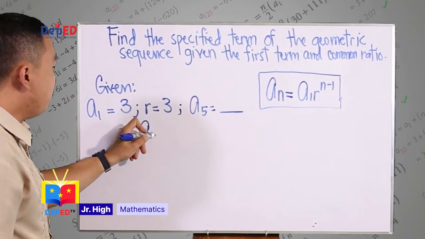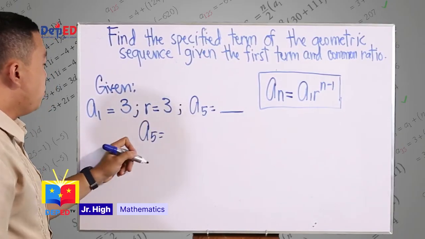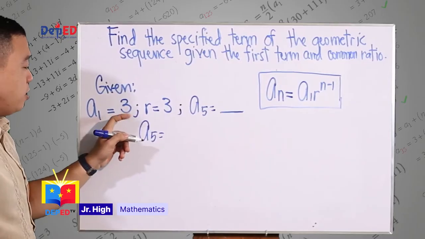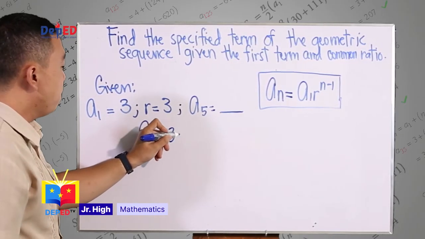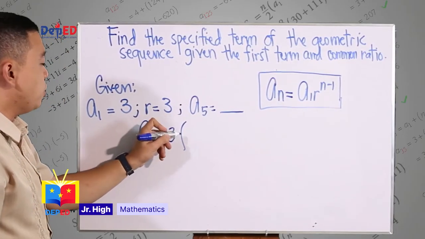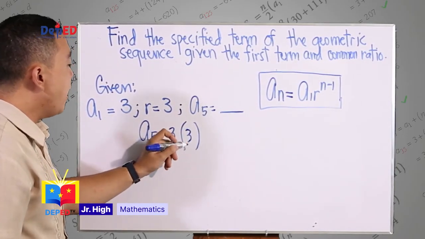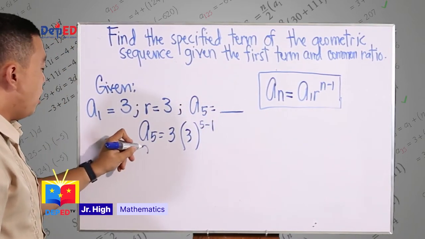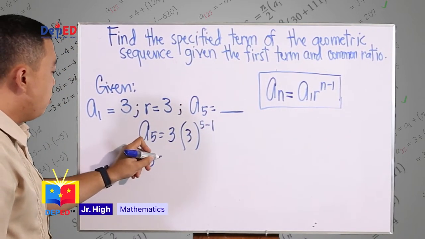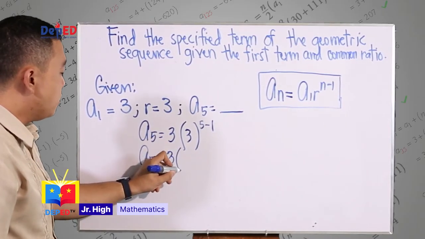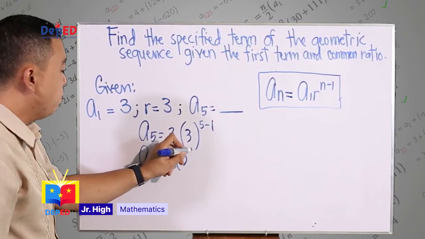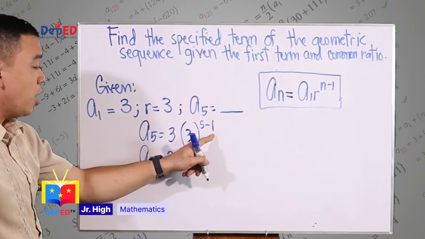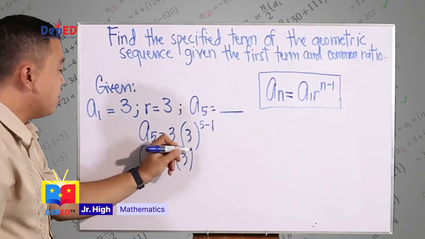We have a(5) is equal to our a(1), or the first term, which is 3, times the common ratio, which is also 3. Our n is 5 minus 1. Then you will have a(5) is equal to 3 times 3 raised to 5 minus 1, which is, correct, 4.